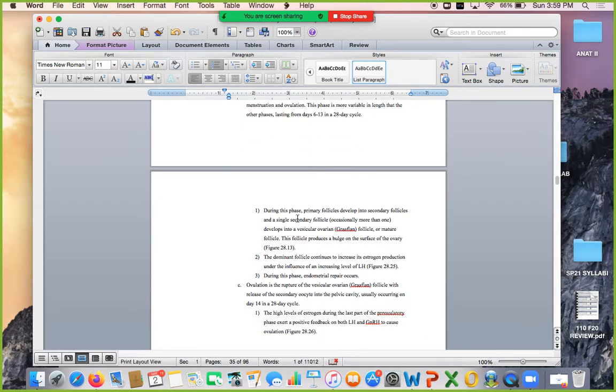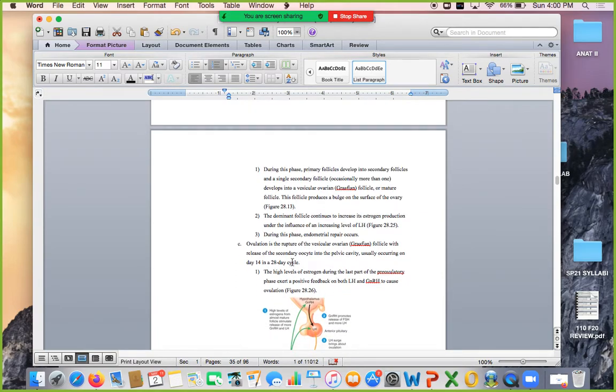What will happen is our primary follicles are going to develop into secondary follicles, and a single secondary follicle is going to develop into an ovarian follicle, or a mature follicle. This is actually going to make a bulge. The ovary is going to pulse outward. You can physically see it, and then it ruptures. Some women are able to actually feel the rupture of this follicle. That's known as ovulation.